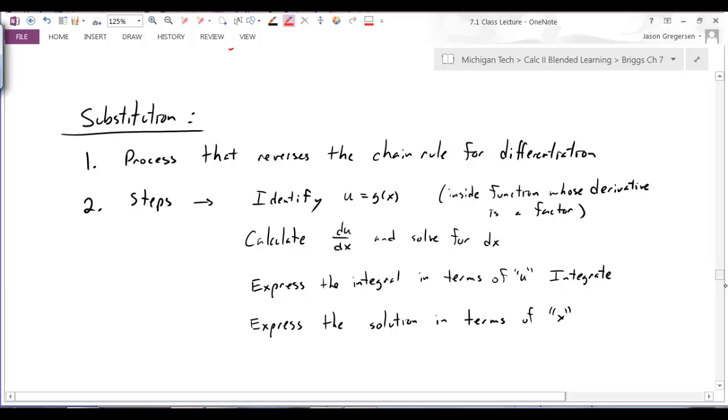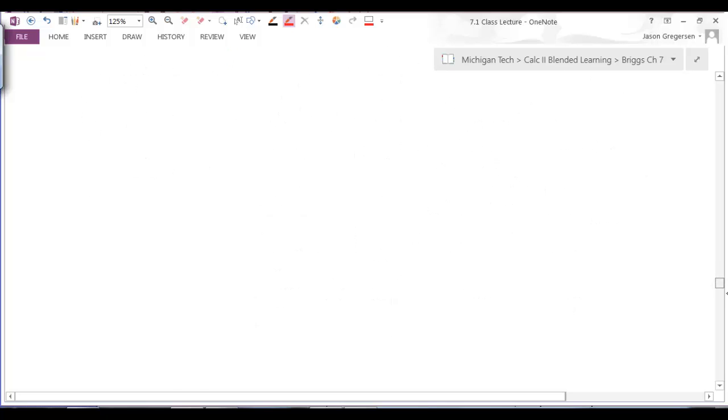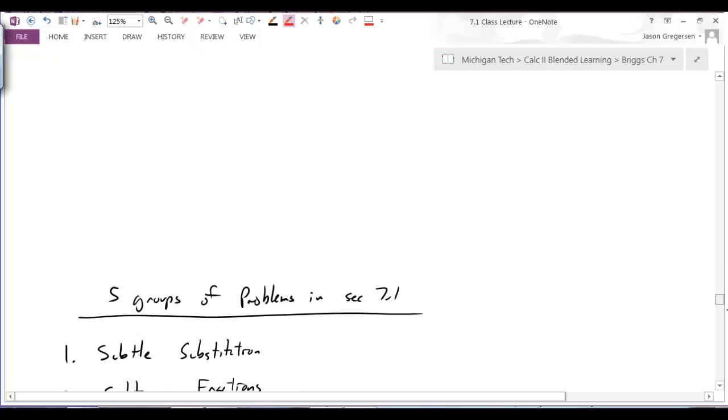I think I'm going to skip the one practice. We've done quite a few of those. So I want to talk about some of the other kinds of integrals that your book does here.